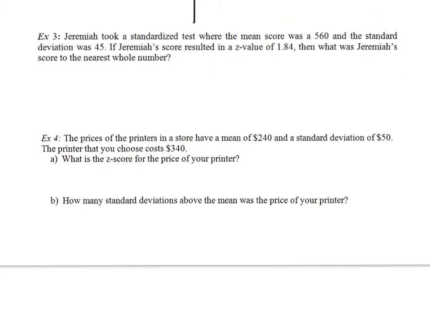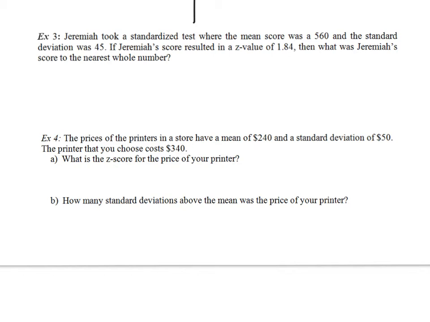In example number 3, it says Jeremiah took a standardized test where the mean score was 560 and the standard deviation was 45. We know that Jeremiah's score gave him a z-value of 1.84. So we want to know what was Jeremiah's score to the nearest whole number.